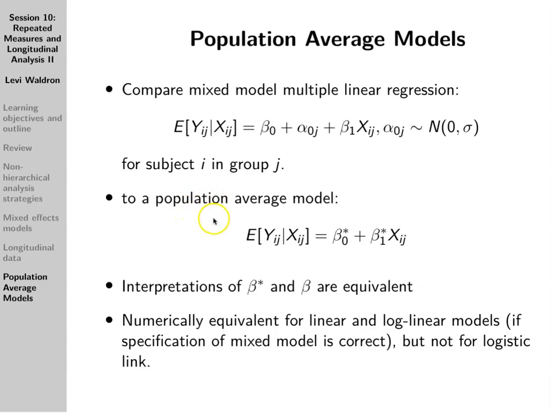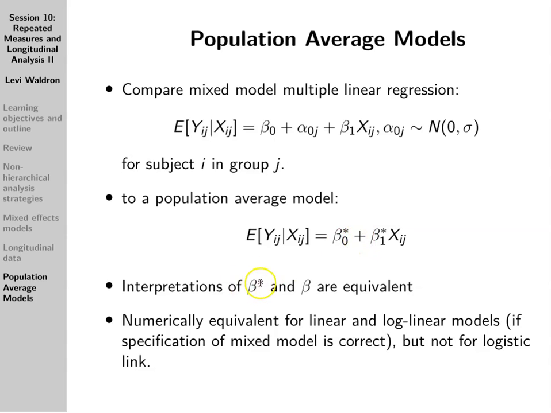In the population average model, it's quite a bit simpler. It is just a linear regression where these beta 0 star and beta 1 star are population averages of the coefficients. So we're not actually even going to try to measure, for example, the standard deviation of this or of any of the other coefficients. We're just interested in that average.